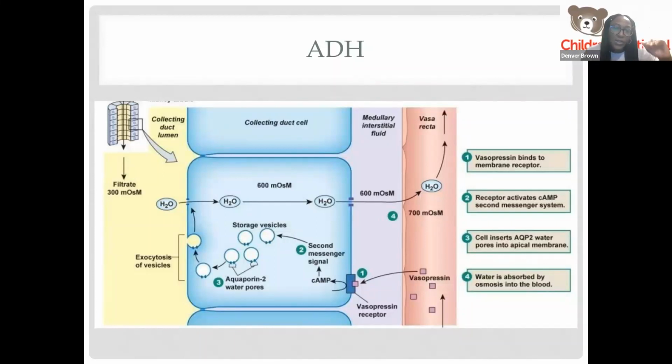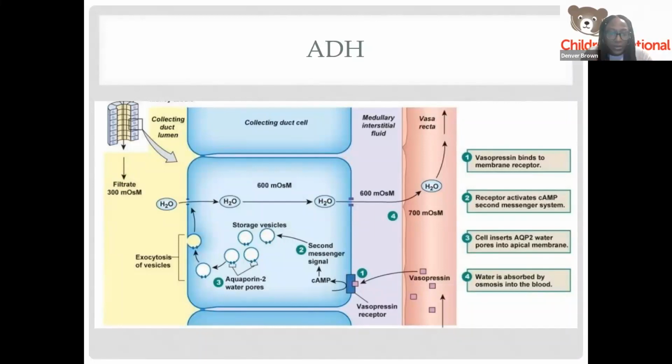attach themselves to the tubular side of the cell, which allows for water to pass from the collecting duct to be absorbed into the blood. And that passage of water is by osmosis.